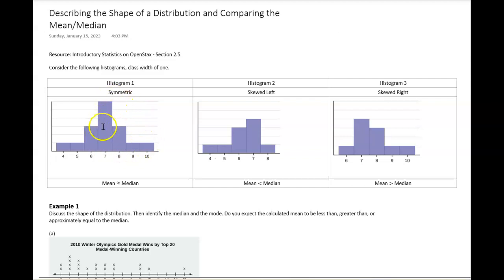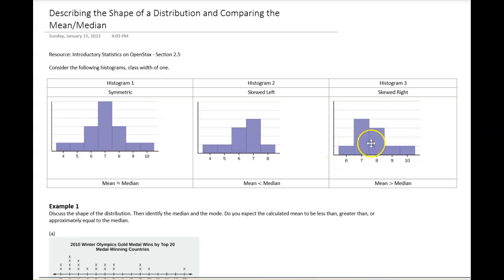Each one of these histograms here has a class width of 1. We would call this symmetric or symmetrical. In that case, the mean and the median are going to be pretty much the same. However, if you have a histogram with a tail that pulls to the left-hand side, this number here, 4, with the mode over here at 7, the mean is going to get pulled towards that tail side, and the mean's going to be less than the median. That value of 4 is going to take the value of the mean and make it a little bit smaller than the halfway data set point.